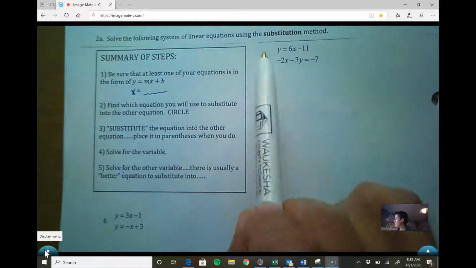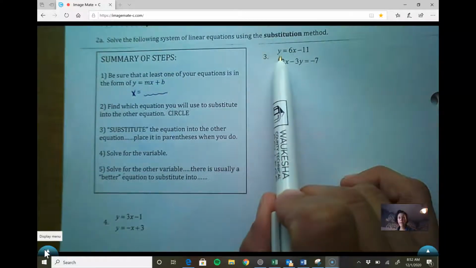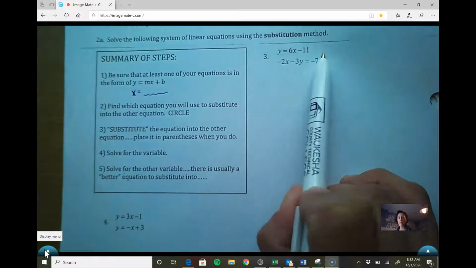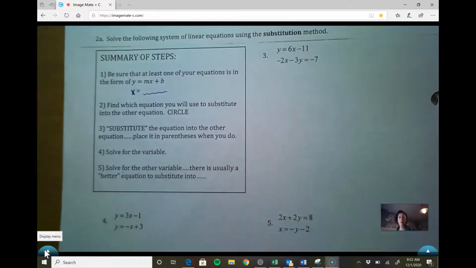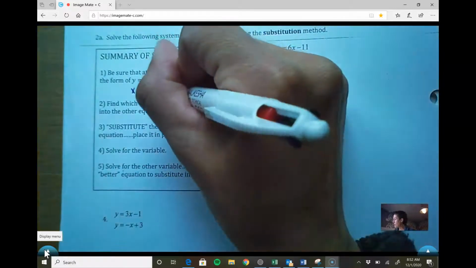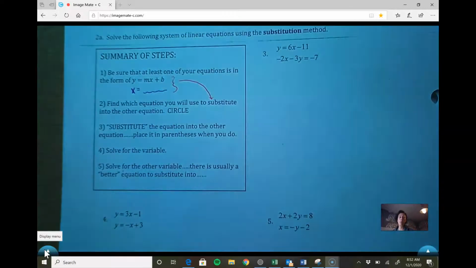All right, so for instance, when I look at number 3, one of the equations is y equals everything else. On number 4, they're both y equals everything else. But on number 5, it's x equals, and then everything else is on the other side. So all of these 3 are prepped and ready to go for our substitution method. So what you want to do is find which equation you're going to substitute into the other equation. And the one that you want to substitute is one of these 2 up here, the one that's y equals everything or x equals everything.